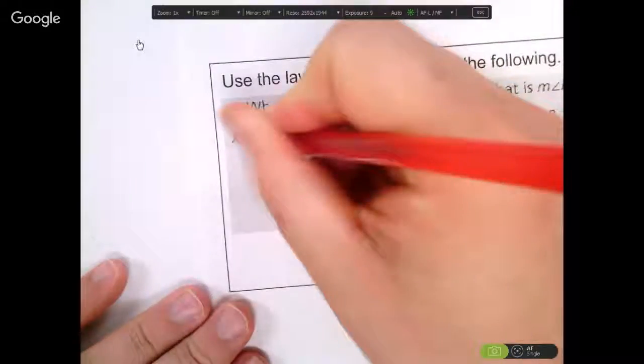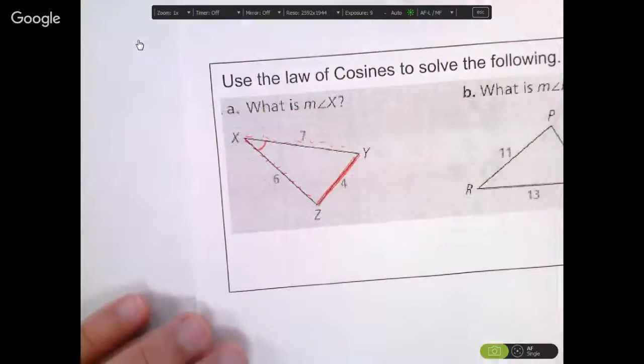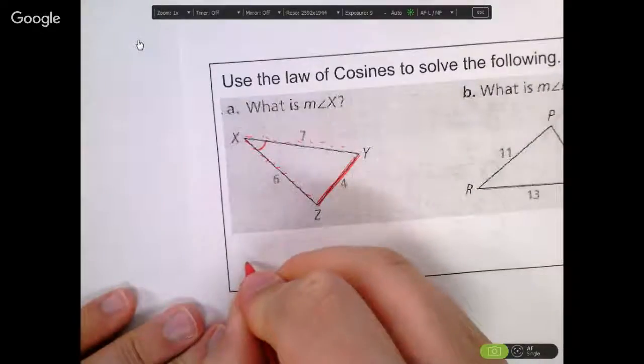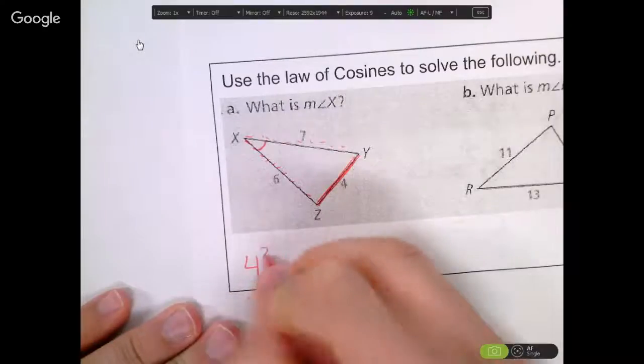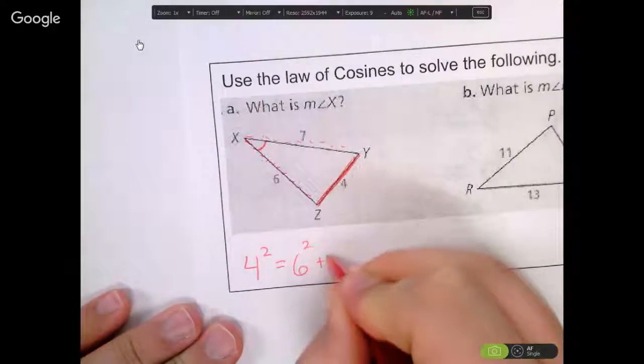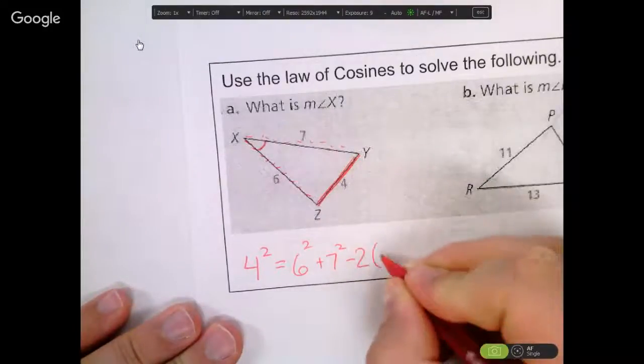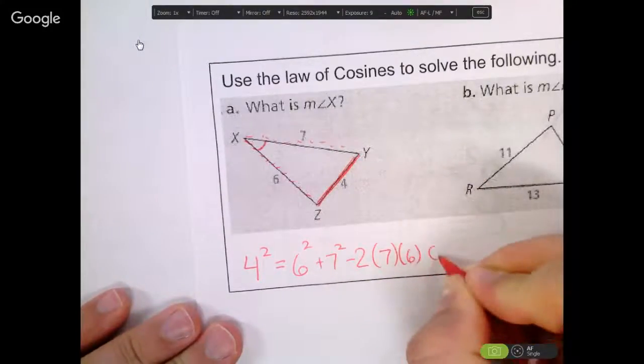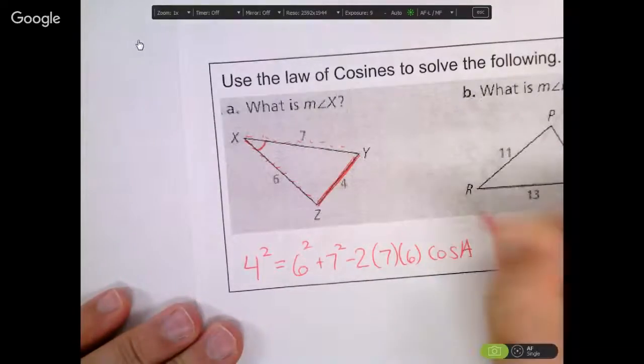I like to dot these ones. So the rule says I'm not going to write ZY. I'm going to write what? 4 squared equals 7 squared plus 6 squared minus 2 times 7 times 6 cosine of x.